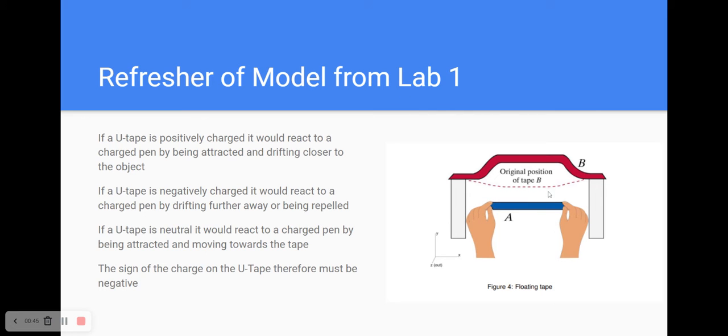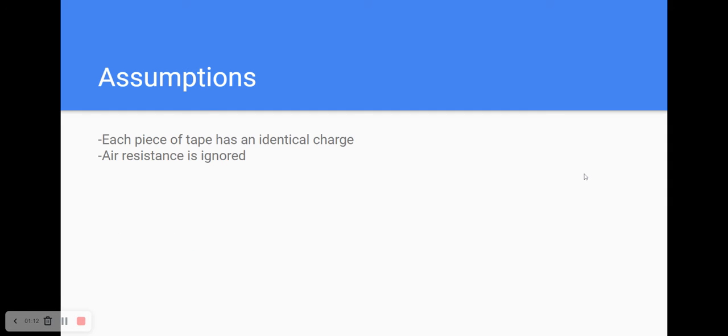So here we have a quick refresher of Lab 1, establishing that both tapes must be negative in their charge, as well as showing a diagram of us floating the tape. Here we have the initial conditions as gathered from Lab 1: the length 19.5 centimeters, mass 1.95 times 10 to the negative fourth kilograms, 2.7 centimeters distance between tapes, gravity of 9.8 meters per second squared, as well as the electric constant.